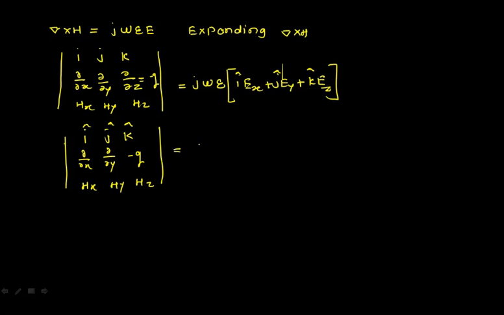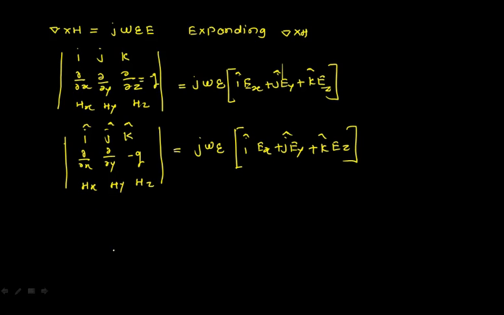is equal to jωε(i ex + j ey + k ez). ठीक है. So whenever you are going to solve, you will get three separate equations because you are going to equate the i term with i, ठीक है, the j term with j, ठीक है. So if you expand the coefficients here, you will get the first equation.